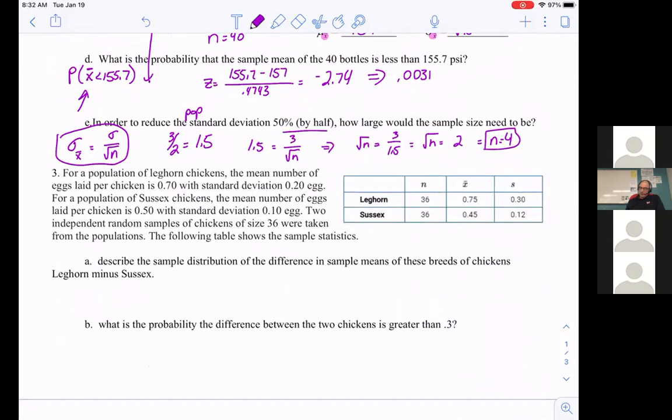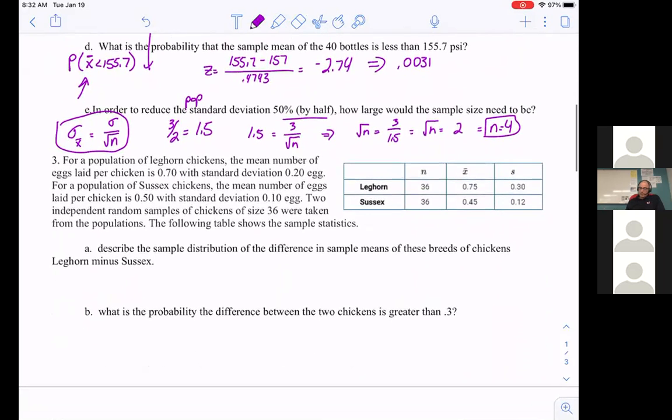Where are we at here? Oh, only 30 minutes in. We're good. For a population of Leghorn chickens, the mean number of eggs laid is 0.7 with a standard deviation of 0.2. For a population of Sussex chickens, the mean number of eggs is 0.5 and a standard deviation of 10. Two independent random samples of chickens of size 36 were taken from the populations. The following table shows the sample statistics.